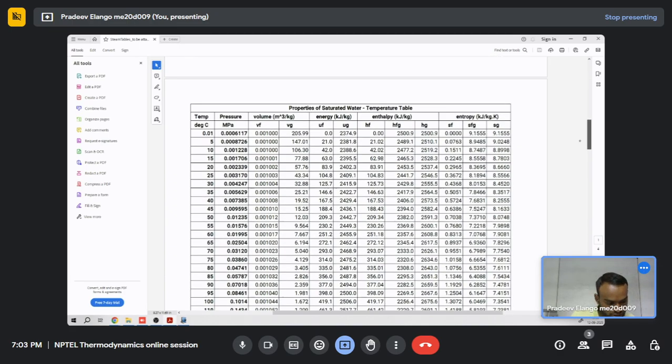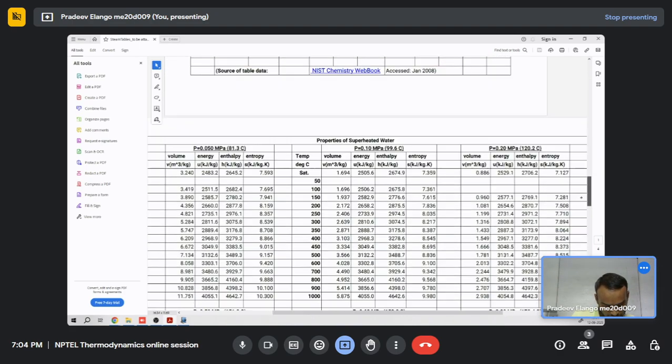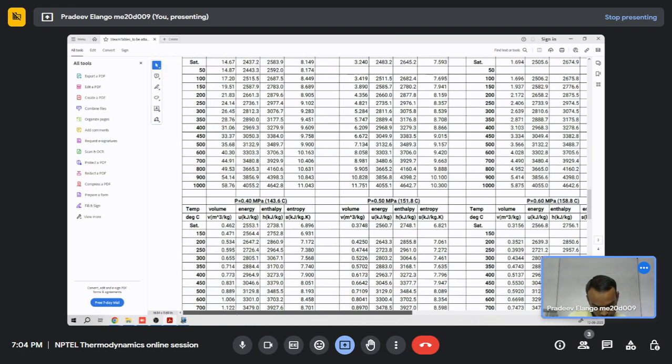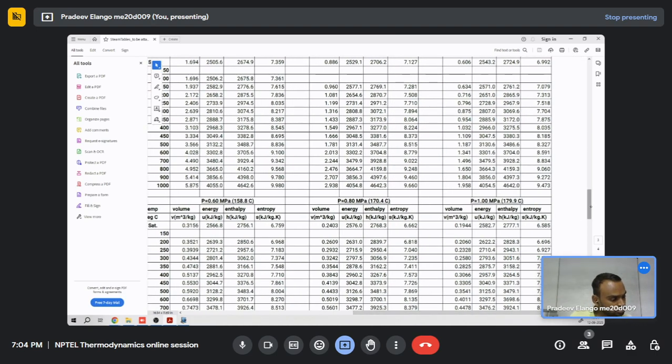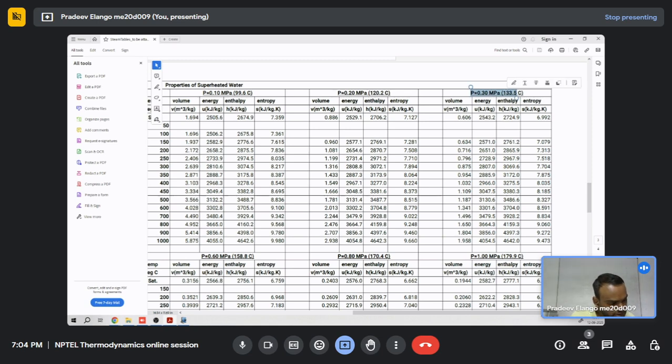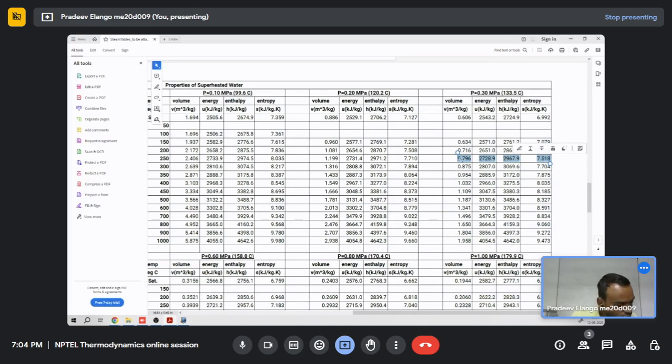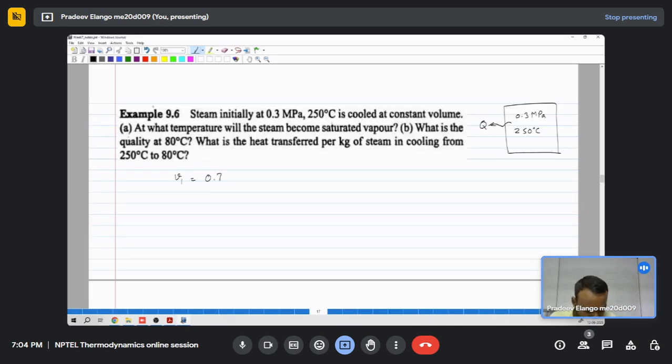So going to the superheated steam table, we have 0.3 megapascal. So it is here, so 0.3 megapascal and 250 degrees Celsius. So this row we are talking about, and we need to know the volume, right? Yeah, we need to know the volume. So volume is 0.796 meter cube per kg.